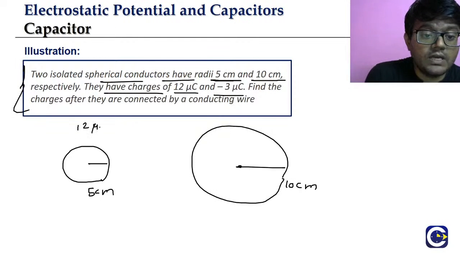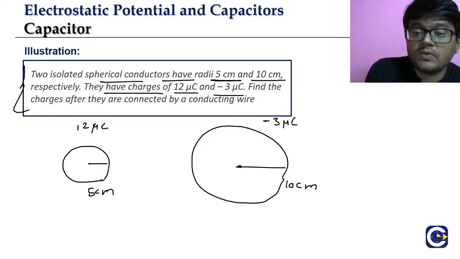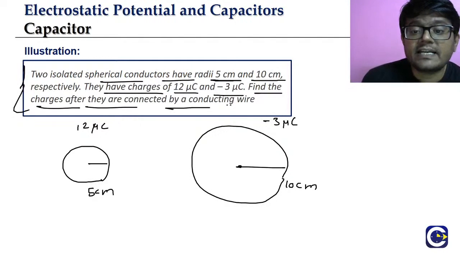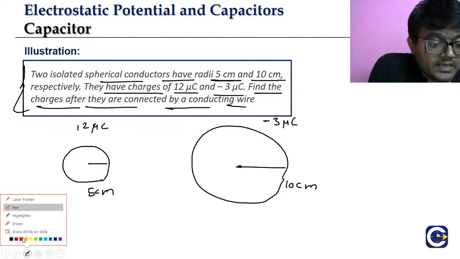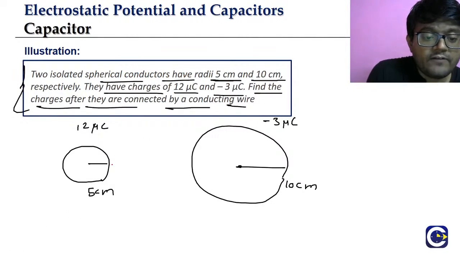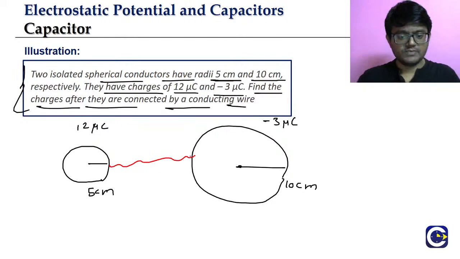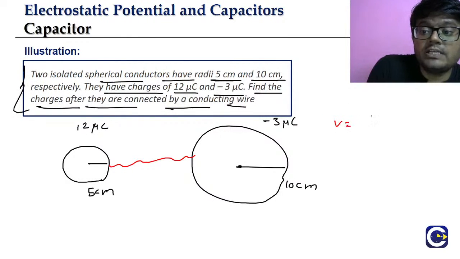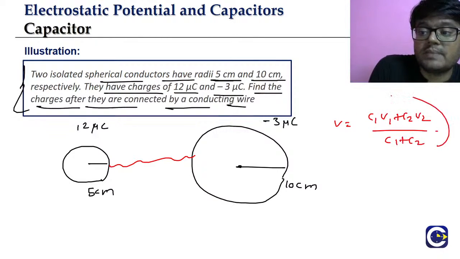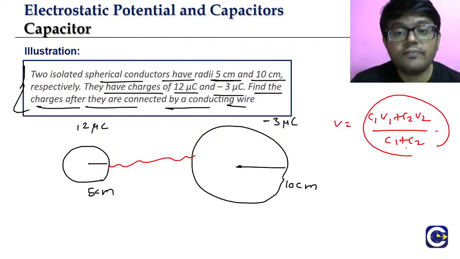This one is 12 microcoulomb, respectively. Okay? Find the charges after they are connected by a conducting wire. Now we are connecting them by a conducting wire, which means we have to calculate the final charge on both of them. Here we will go straight for the formula. What formula do we have? Final common potential is C1 V1 plus C2 V2 divided by C1 plus C2.